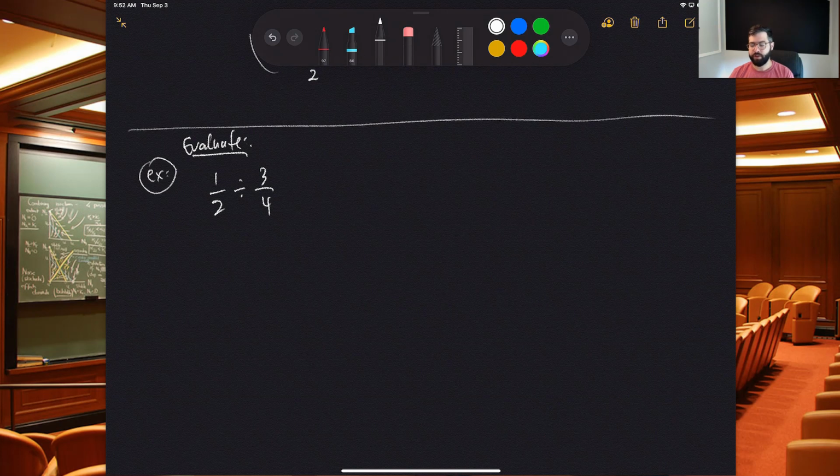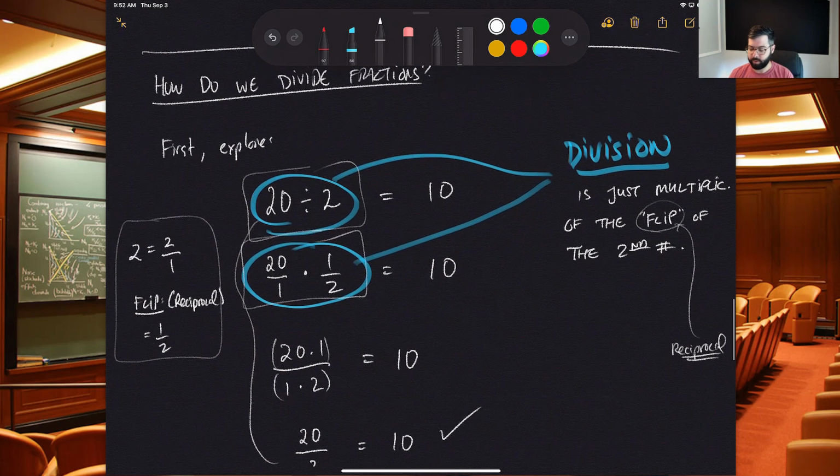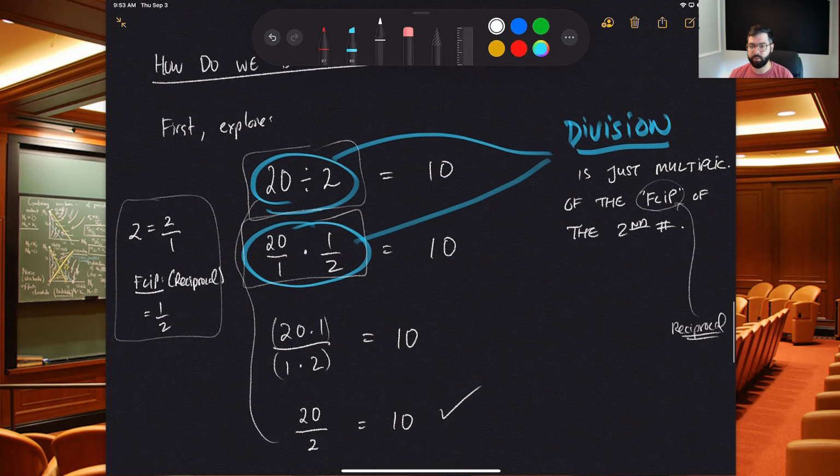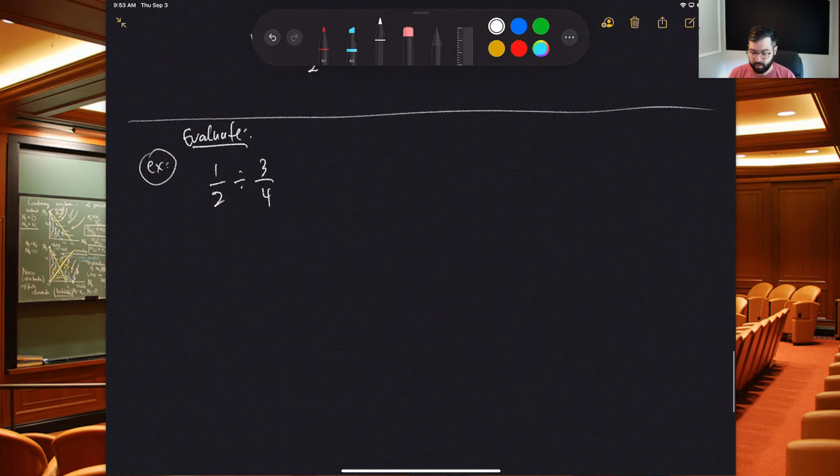So division is just the multiplication of the flip, or the reciprocal of the second number. That's what this told us. Give me the reciprocal of the second number and make it multiplication instead. This always holds up. So this is the same as 1/2 times 4/3, because that's the reciprocal of 3/4. And now we're talking about multiplication, and we know how to multiply.